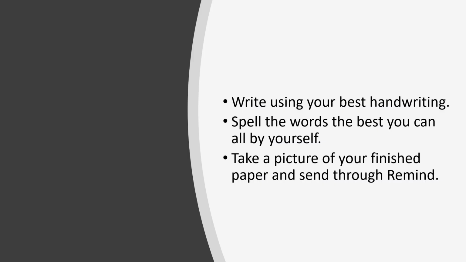As you do this, you're going to use your best handwriting. I know you can do it. We haven't done a lot of writing since we've been out of school. So use your best handwriting. Spell the words the best you can all by yourself. That's how your brain gets smarter. Sound it out. If you come to a sound you don't know, then you might ask an adult, what makes this sound? But as far as all the words spelled, make it by yourself, please. Then take a picture of your finished paper and send it through Remind. That way I get to see what you've worked on, and I'm sure it's going to be great.